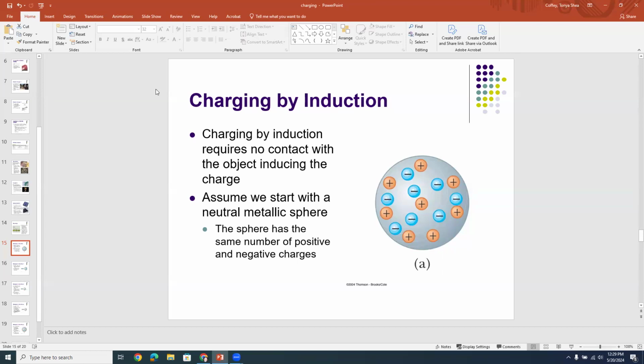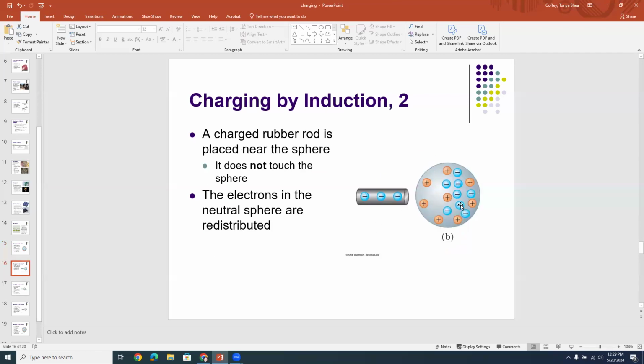So let's imagine for a second that you have a metal object, okay? And just for ease of drawing, we'll call it a neutral metal sphere, okay? So this one has the positive ions in the cores, and then an equal number of electrons roaming around, okay? Same number of positive and negative charges. Now, what we can do is bring something that has a net charge, say a net negative charge, near that neutrally charged metal sphere.